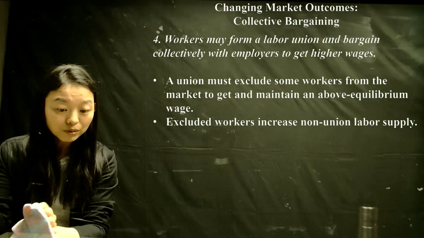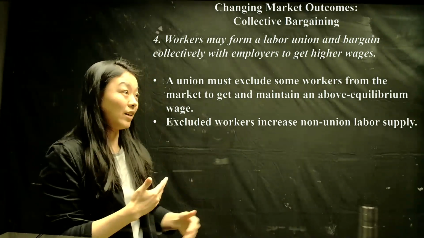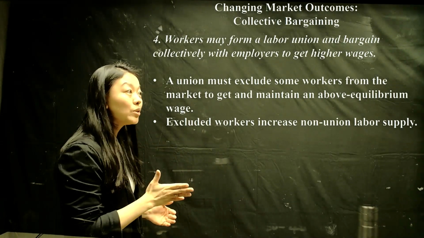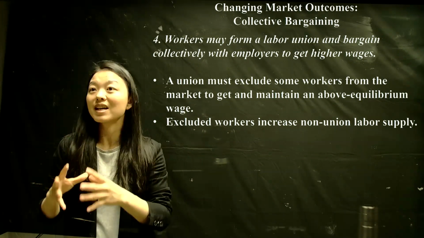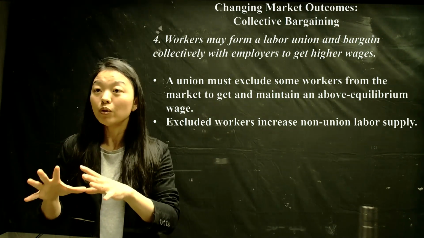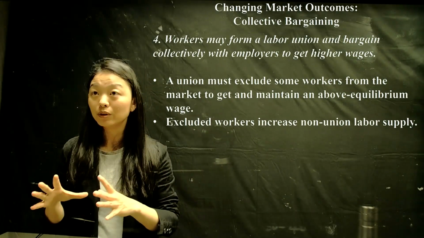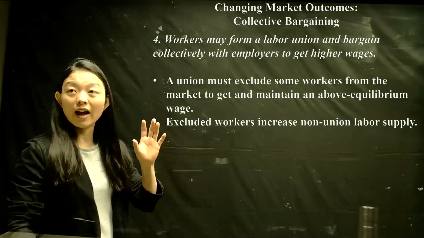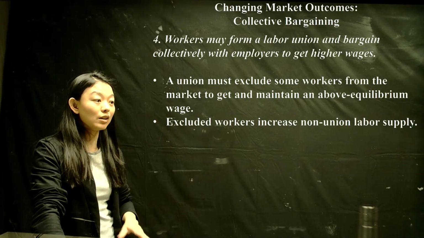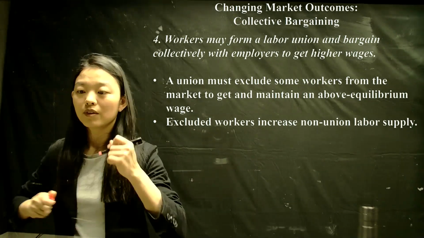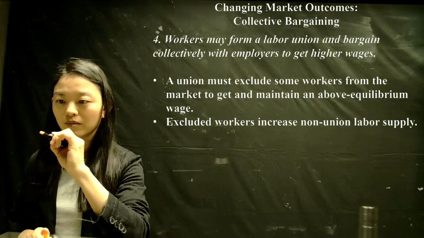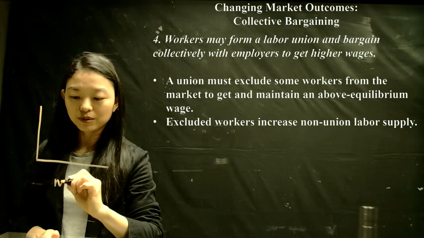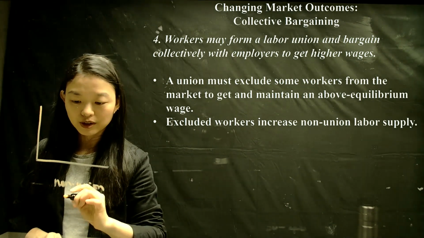As we just talked about, unions collectively negotiate with the employers for higher pay. So they might exclude some workers from the union, from inside. Some people working inside the union might be excluded, and those people will become non-union in the market. The union outsider, this is what we call the people not in the union. So this is the non-union labor market.